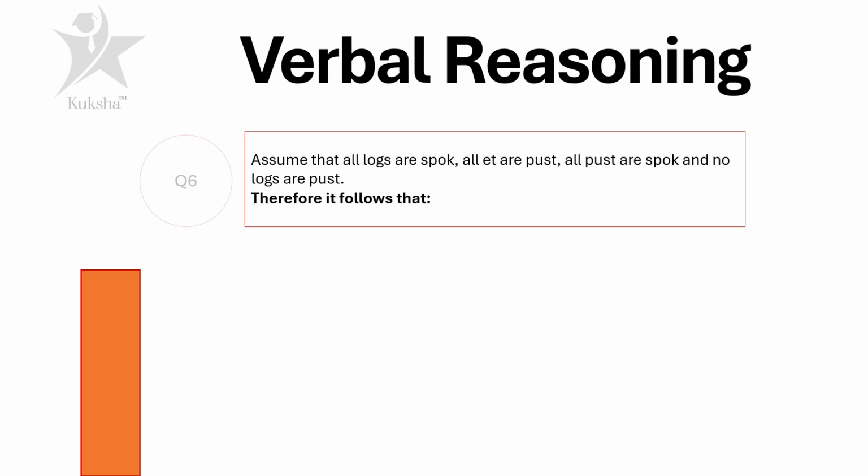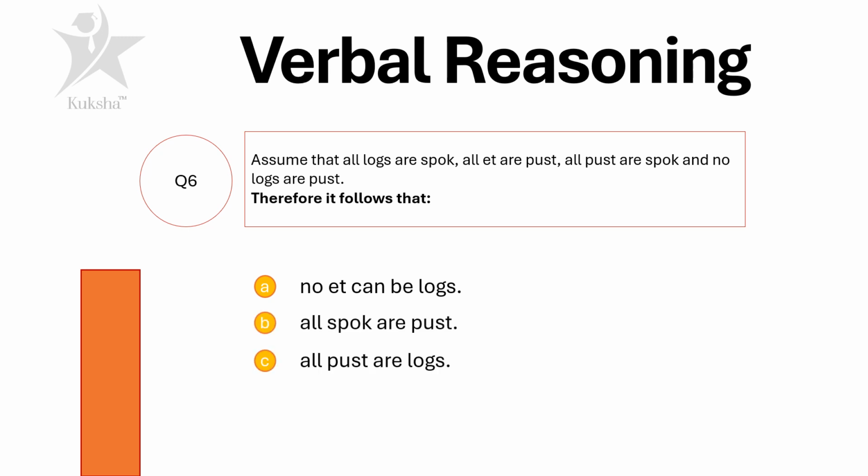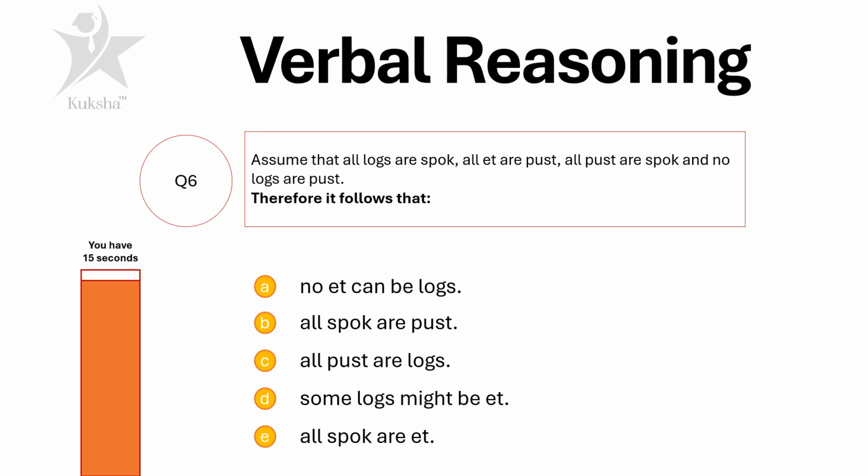So the question is, assume that all logs are spok, all et are pust, all pust are spok, and no logs are pust. Therefore, it follows that the options are A, no et can be logs, B, all spok are pust, C, all pust are logs, D, some logs might be et, and E, all spok are et. You got 15 seconds.